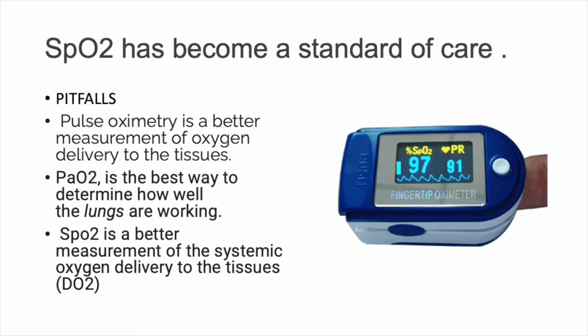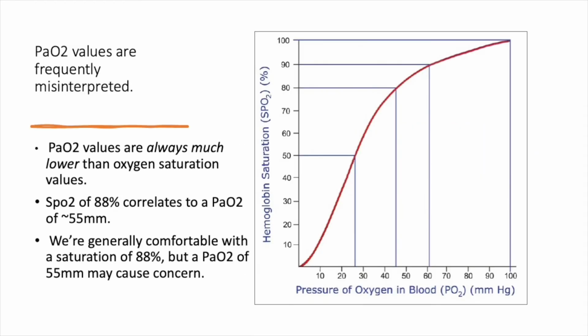An ABG leads on to another ABG, because once taken it will show some abnormality and you will repeat it. But here it is a non-invasive method and it is a dynamic one. So oxygen saturation has several advantages over ABG analysis of the PaO2. And again, PaO2 values are often misinterpreted. PaO2 values are always much lower than the oxygen saturation value. That is a point to be kept in mind.